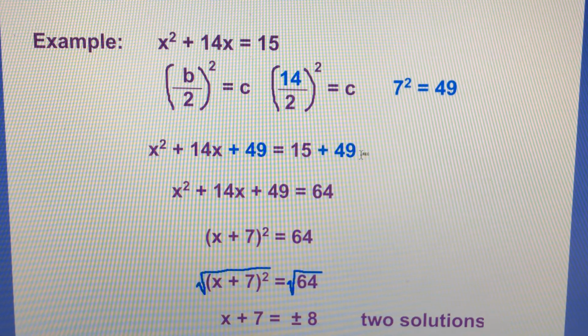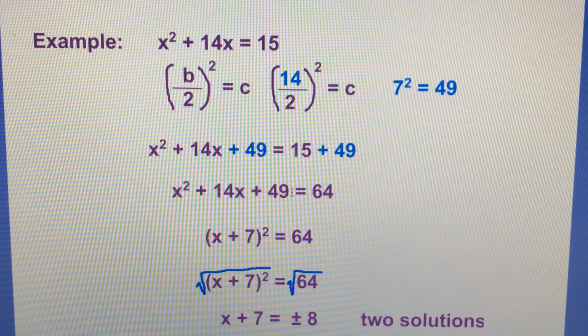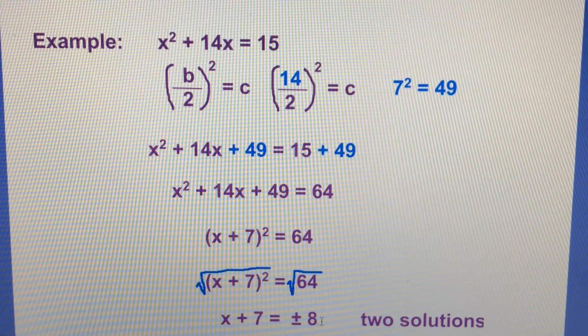This is the key right here. Add it to both sides. I now have a perfect square trinomial on the left equals 64. x plus 7 squared equals 64. Take the square root of both sides. x plus 7 equals plus or minus 8. You'll remember this all the way back from factoring. That's why chapter 7 on factoring was so difficult and so important. So I have plus or minus 8. That means x plus 7 could equal positive 8, or x plus 7 could equal negative 8. x can equal 1, or x can equal negative 15.